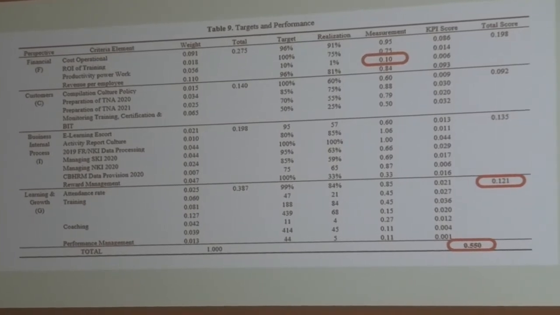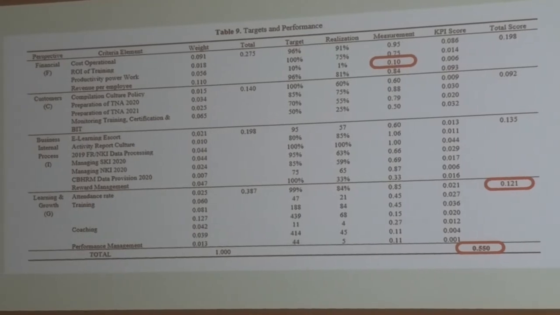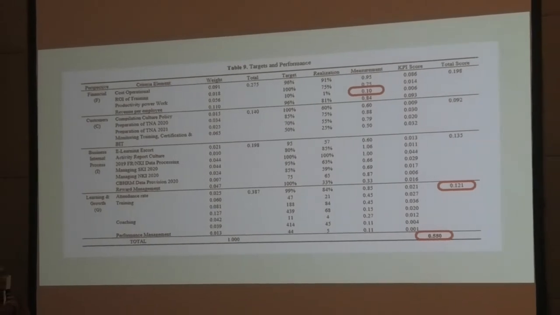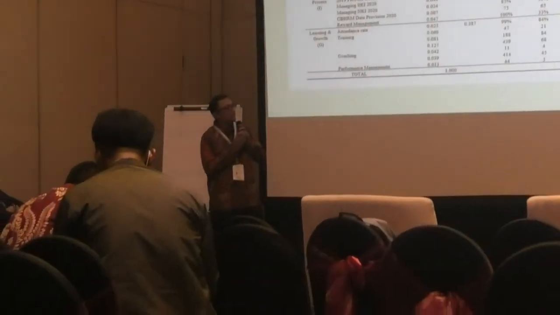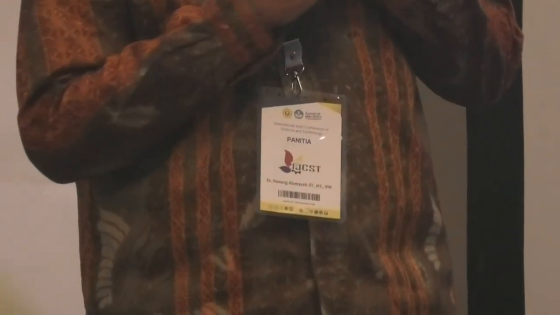strategy, we can identify that learning and growth has the lowest performance compared with the other perspectives. So this is something that they must prioritize in the next strategy.